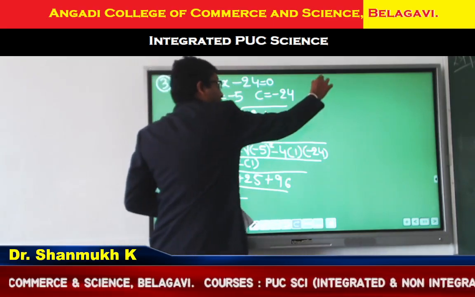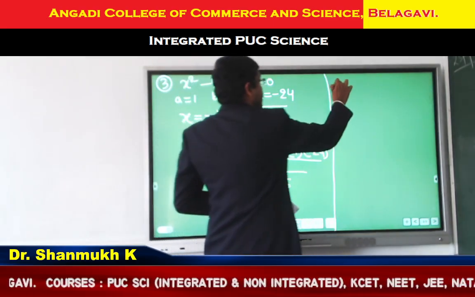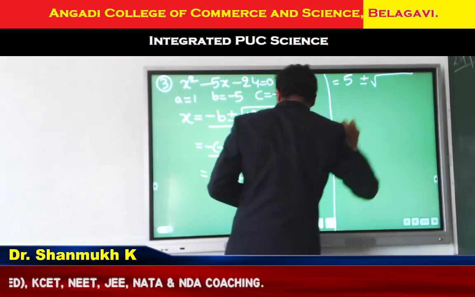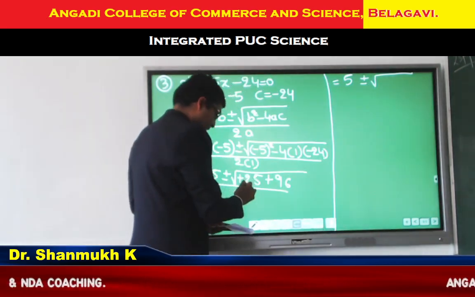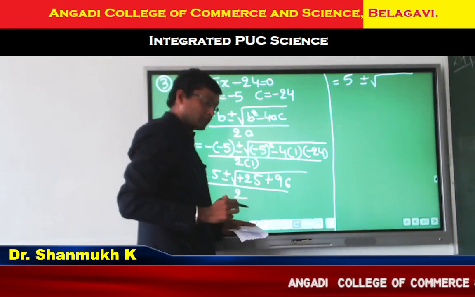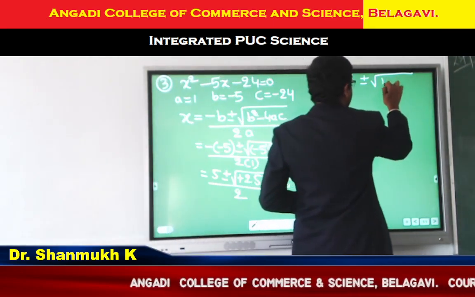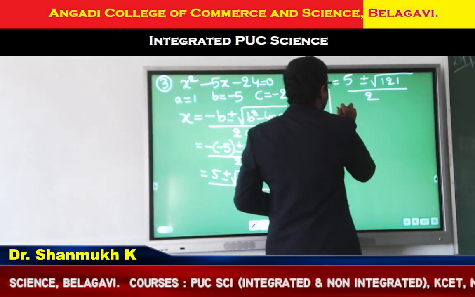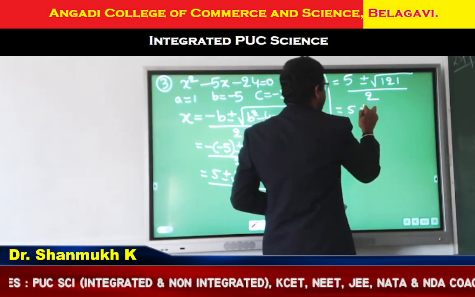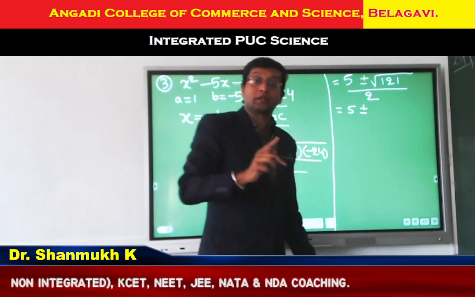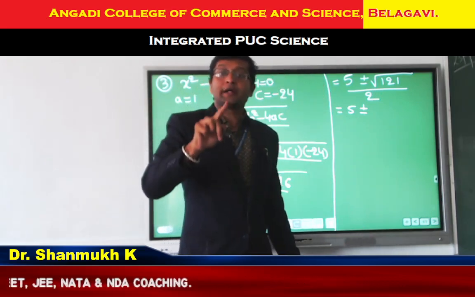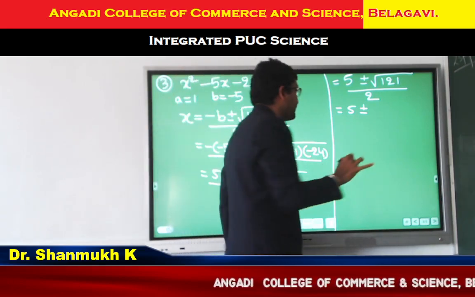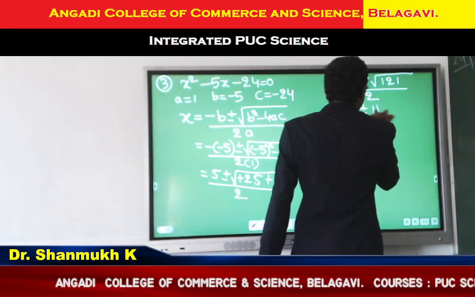So further simplification, this is equal to 5 plus or minus under the square root of 25 plus 96, we get 121, divided by 2 here. So this is equal to 5 plus or minus under the square root of 121. 121 is a perfect square, so we get 11 divided by 2.